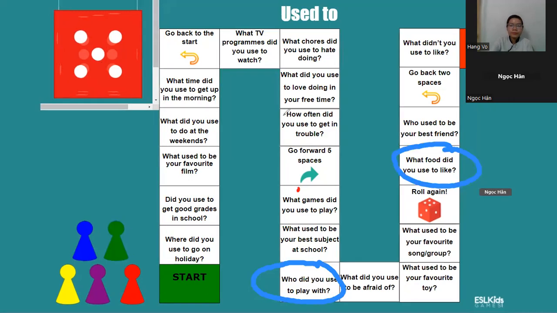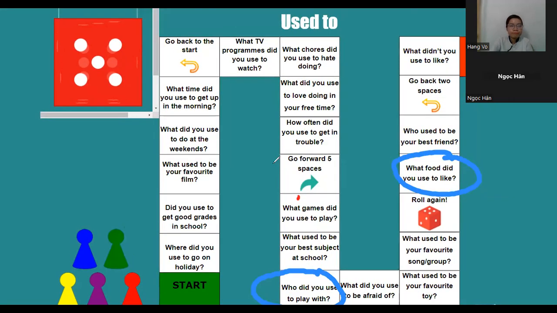What food did you use to like? I used to like fried chicken. But when I grow up, I think this food is not good for my health, so I don't eat them. You don't eat it anymore. Oh, yeah, exactly. I'm happy you realize that because, yes, fried chicken is not really good for our health. Not at all. Okay, so now my turn.